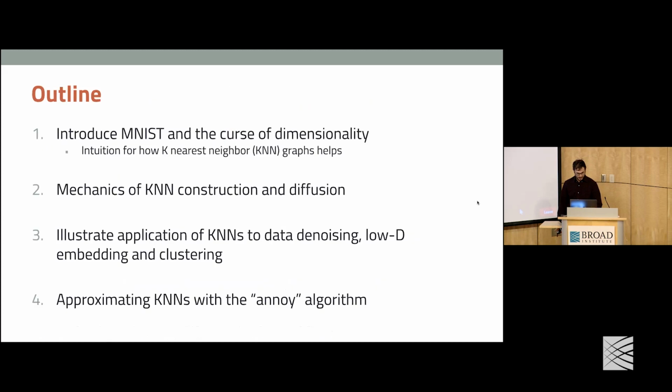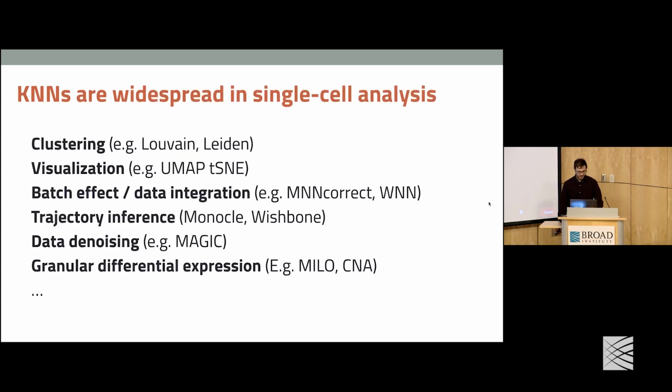Okay, so back to the outline. I'm now going to illustrate application of k-nearest neighbors to a few common tasks that we want to do in single-cell data and in other high-dimensional data sets. So I just want to make the point that k-nearest neighbor algorithms are really widespread in single-cell data analysis. And I'm going to go over clustering and visualization at a very high level, and data denoising, and the main talk is going to be about granular differential expression testing.